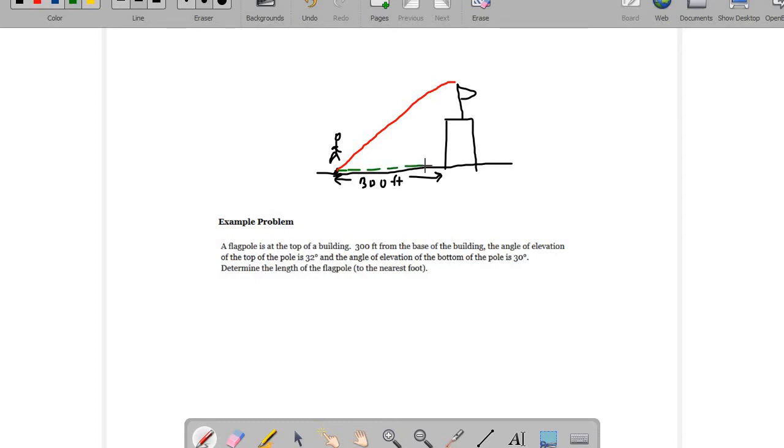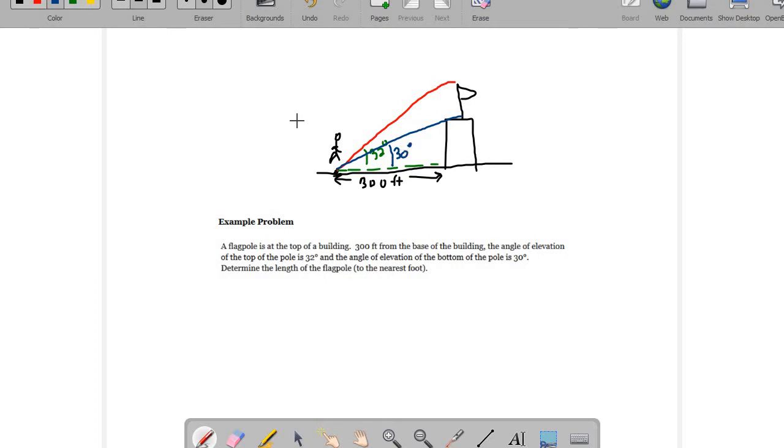Then I can put the 32-degree angle there. Remember, the 32-degree angle must be between the line of sight and the horizontal line from the point, or if you want, you can put it from the observer's eyes. Then the next one is the angle of elevation from the bottom of the pole, which is 30 degrees. So I'm going to draw it from the point 300 feet away to the bottom of the pole, and the horizontal line is already there, so I can put the angle between those two lines.